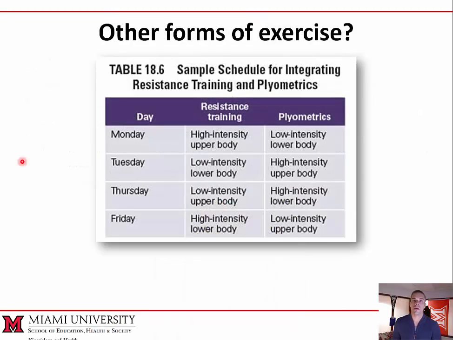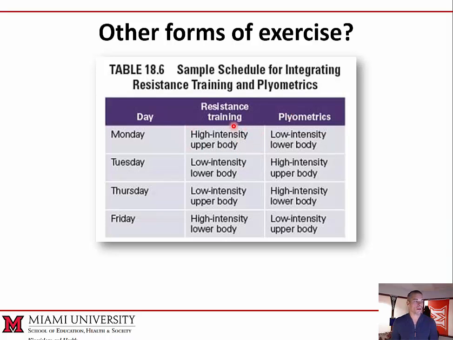And finally, it's very common for athletes as well as other individuals to perform other forms or types of exercise in addition to plyometric exercise training. So we see here in this table just a sample schedule for integrating resistance training and plyometrics into the athlete's overall training schedule. So again, 4-day per week frequency, Monday, Tuesday, Thursday, and Friday. And you see the trade-off here between resistance training and plyometric training intensity, as well as body region.